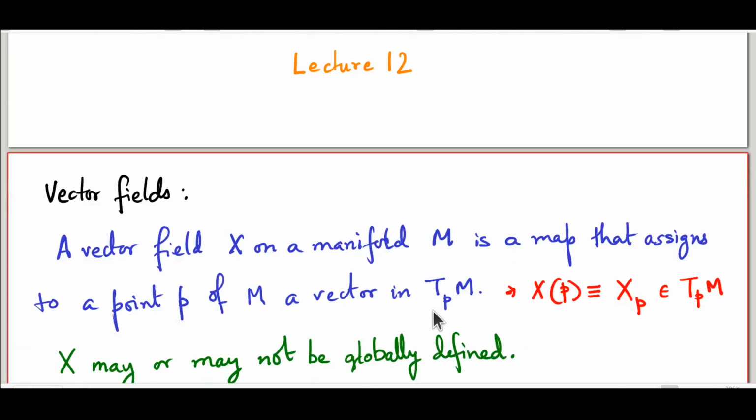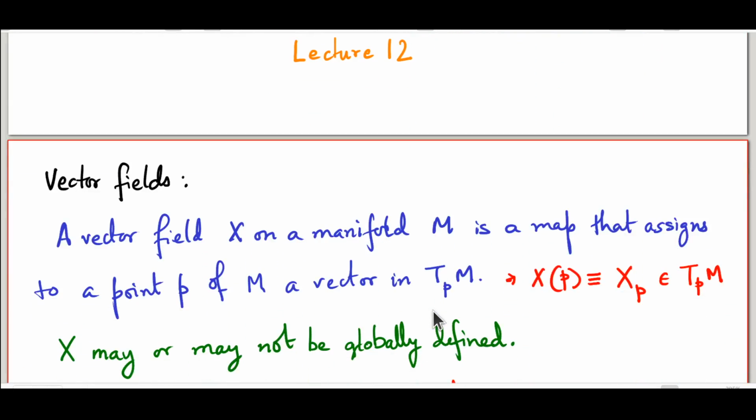Now, a vector field X on a manifold M is a map that assigns to a point P of M a vector in T_P M. So a vector which is attached to the point P. So X of P is also denoted by X sub P, and it's a member of the tangent plane to the manifold at the point P.